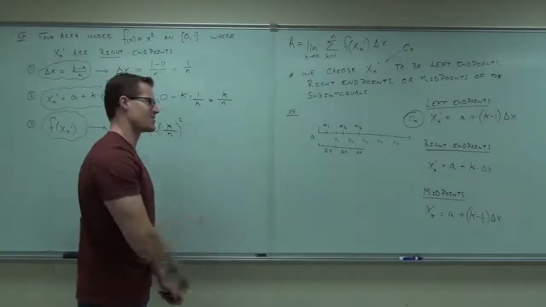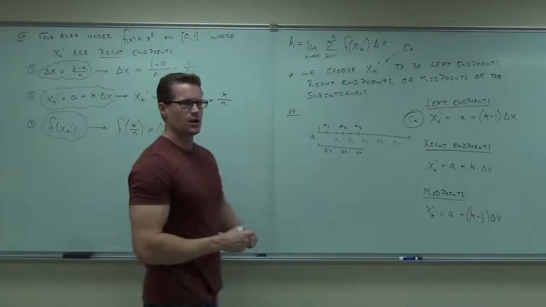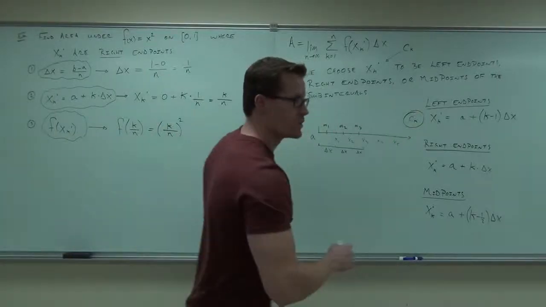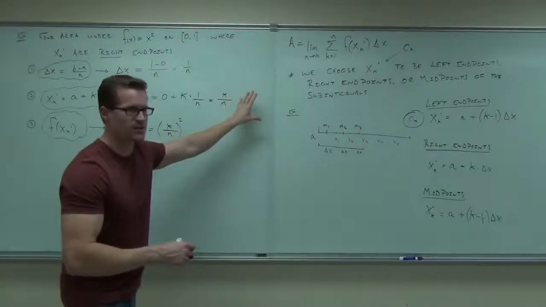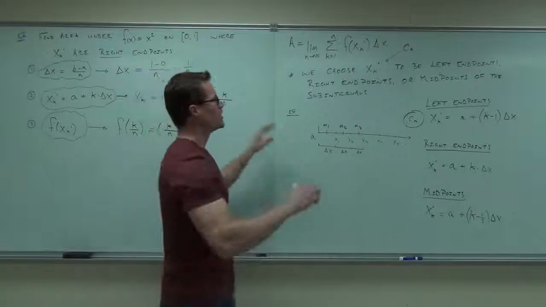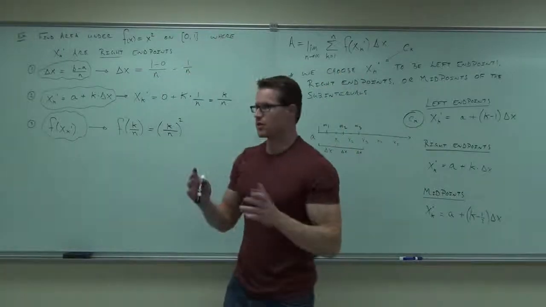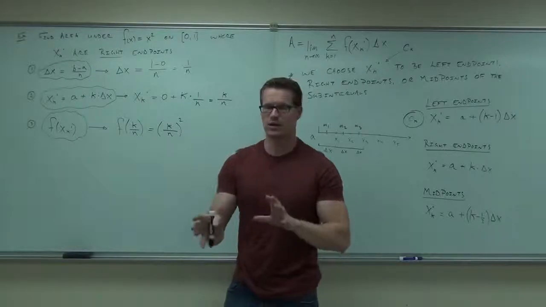For right now, you kind of need this concept down. Are you okay with this so far? As soon as you have your delta x, great. You can find your xk dot. As soon as you find your xk dot, you can find your f of xk dot. Now the last thing we're going to do, take all this stuff, put it right up there, and we'll have enough to do our integral, I'm sorry, our limit of our summation.